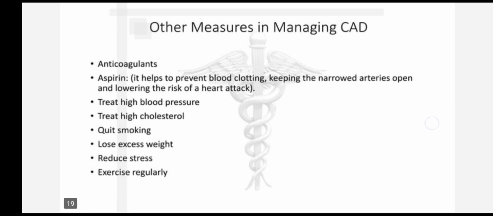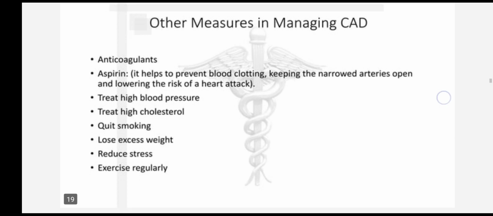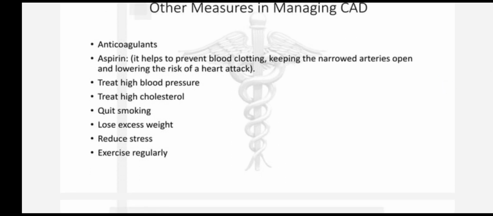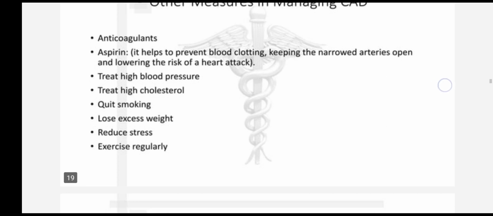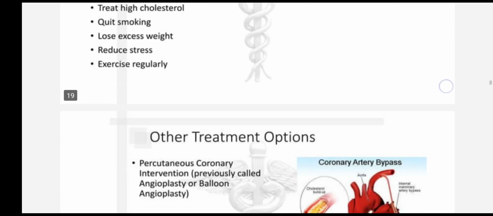Other measures in managing coronary heart disease: anticoagulant aspirin. It helps to prevent blood clotting, keeping the narrowed arteries open and lowering the risk of heart attack. Treat high blood pressure, treat high cholesterol, quit smoking, lose excess weight, reduce stress, exercise regularly.